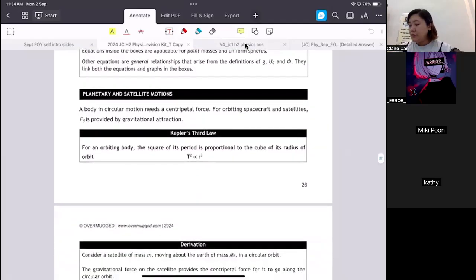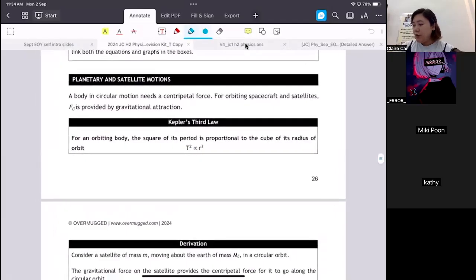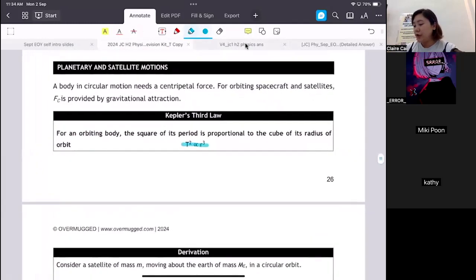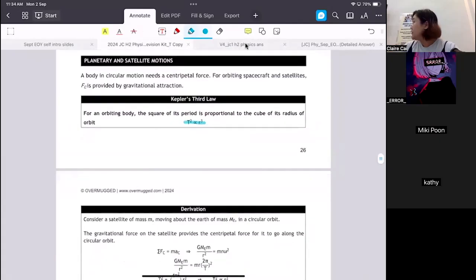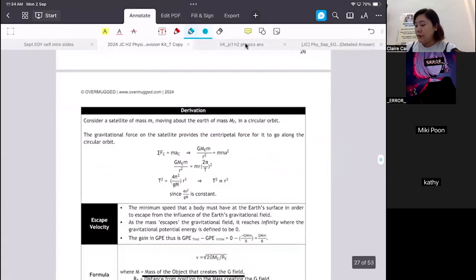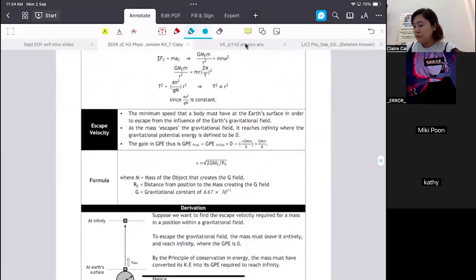Okay, the first one, satellites. For this one, the useful relationship is your Kepler's third law: P squared is proportional to R cubed. Should we see the detailed derivation? It will be this whole part over here.